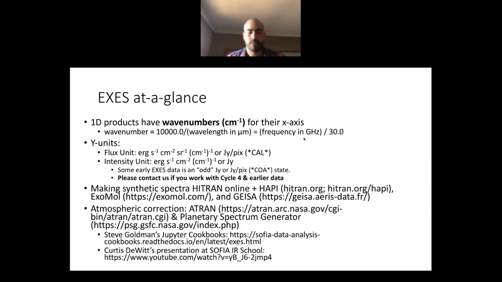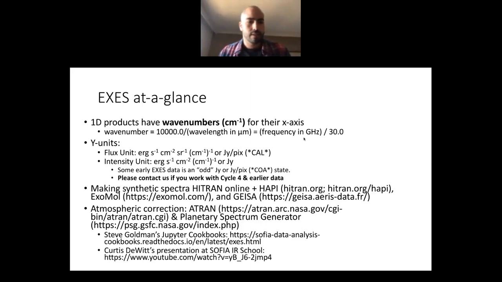Another warning and caveat is that EXES data, if you take it from the archive, will be natively in wave numbers, inverse centimeters. As a guide, wave number is the same as taking your wavelength in microns and doing 10,000 over that number, or if you come from more of a frequency background, your frequency in gigahertz divided by 30. That's how you should think about inverse centimeters, microns, and gigahertz.